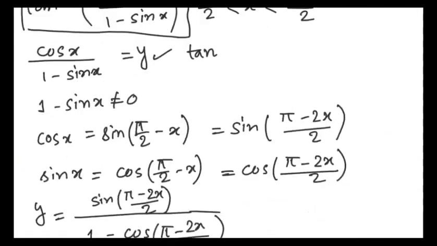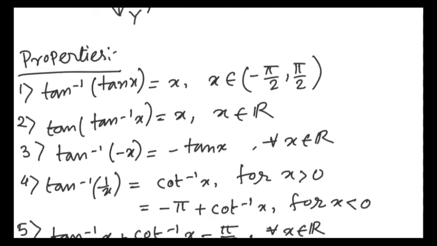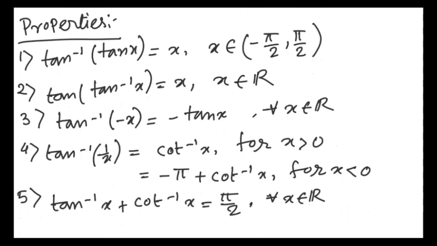So students, I just remembered that I made a mistake in property 3. In this property it will be tan inverse of minus x equals minus tan inverse of x. It will not be tan x, it will be minus tan inverse of x. So sorry for the mistake and thank you.